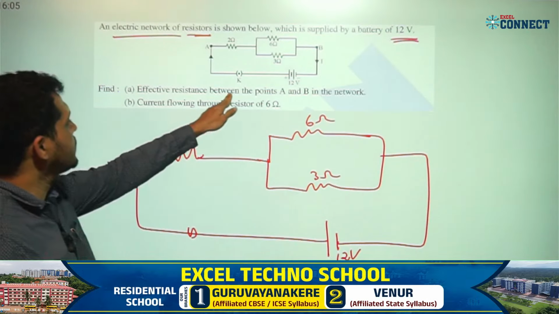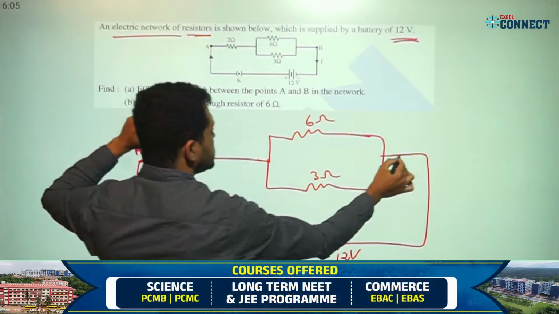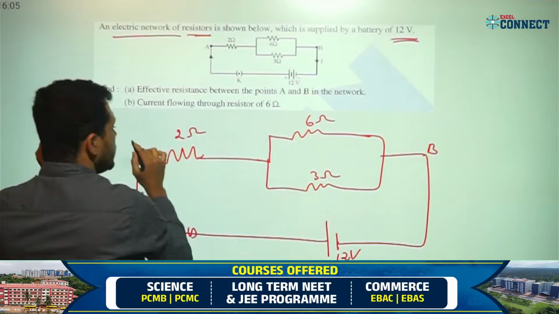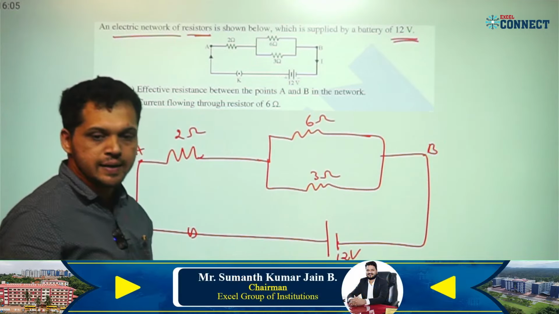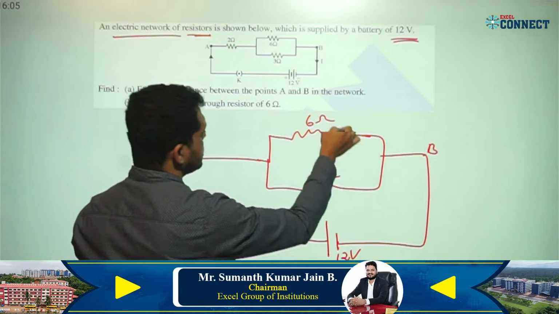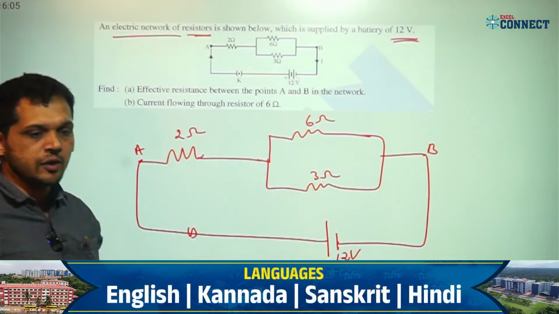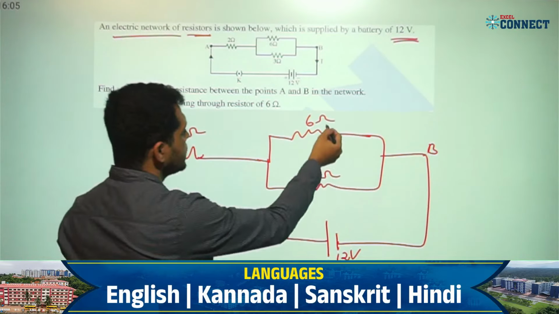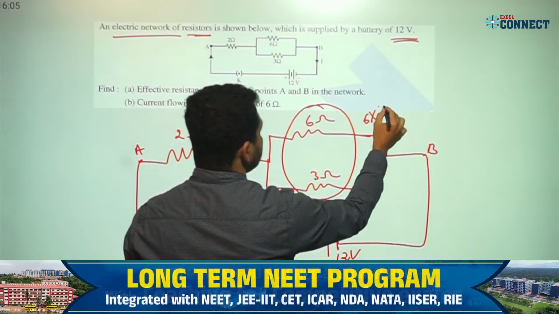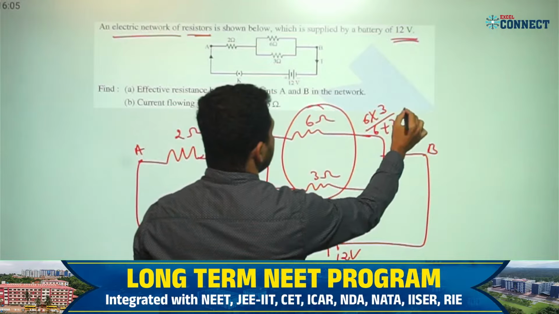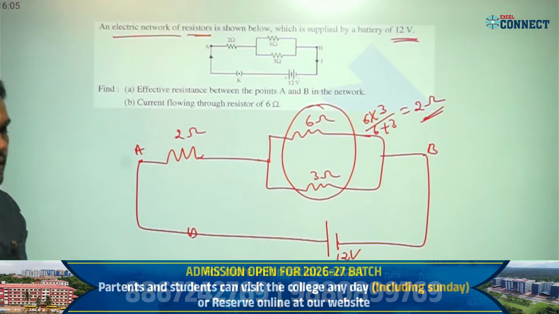The question is the effective resistance between A and B. This is point A. This is point B. What is the effective resistance? Equivalent resistance. We have to find the equivalent resistance. First you calculate this parallel combination, next in series. This parallel combination, what is the effective resistance? 6 into 3 by 6 plus 3. That is 2 ohm is the equivalent.